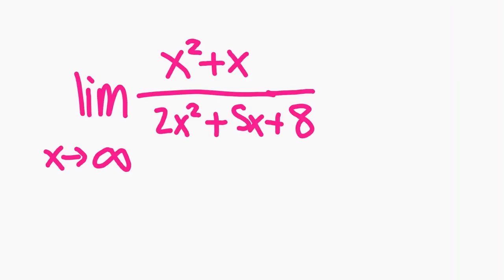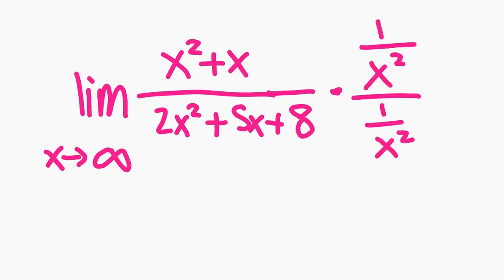Let's take a look at a basic problem. Find the limit of x squared plus x over 2x squared plus 5x plus 8 as x approaches infinity. Because of the properties of limits, we can write the expression we want to find the limit of in terms of expressions we already know the limits of. In this case, we can multiply the top and bottom by 1 over x squared.